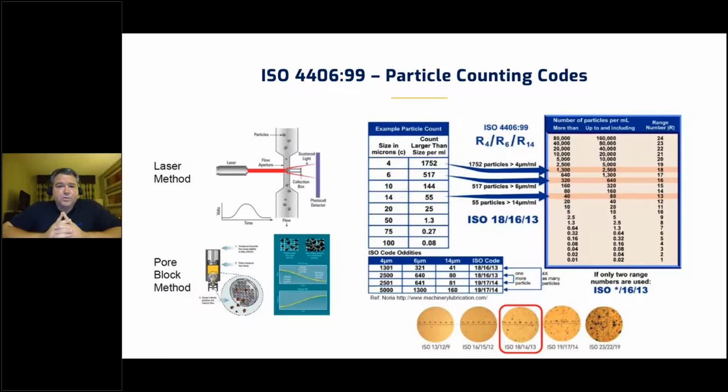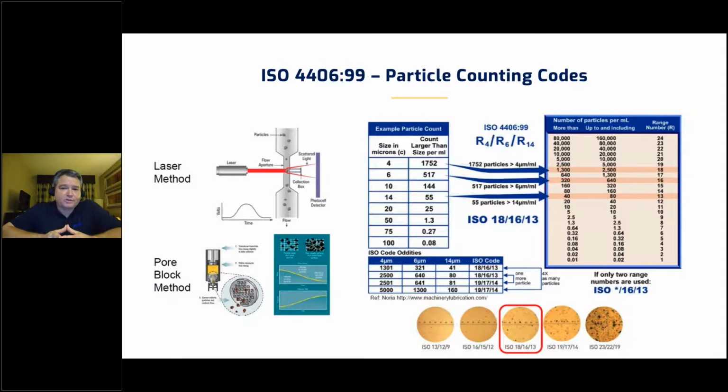Just for reference, we're not going to dive too deep into this, but just to understand that this is a log type scale. When you look at the ISO codes, the 4, 6, and 14 are particle sizes, which we just looked at in the previous slides. And you're trying to count, being able to compress a large amount of data range into a usable number and a reference chart. And so that's why when you start on the right-hand side, there's 55 particles at 14 microns.